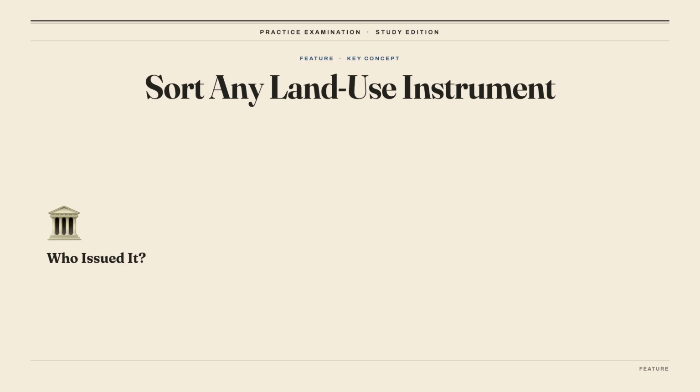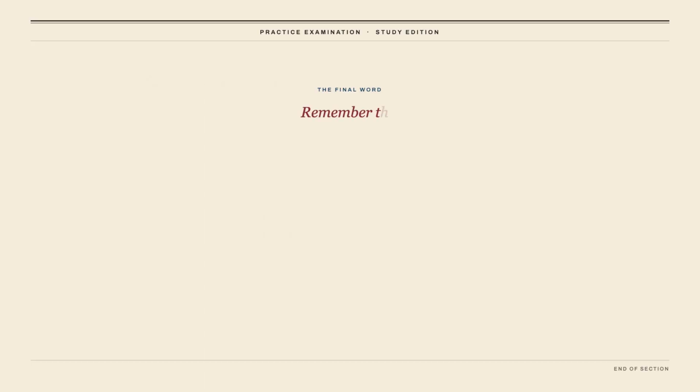Who issued the instrument? Public body or private developer? And what does it govern? Use restriction or construction standard? Building codes fail on subject matter since they govern construction, not use. And whenever a covenant and a zoning ordinance both apply, the stricter one governs in practice.